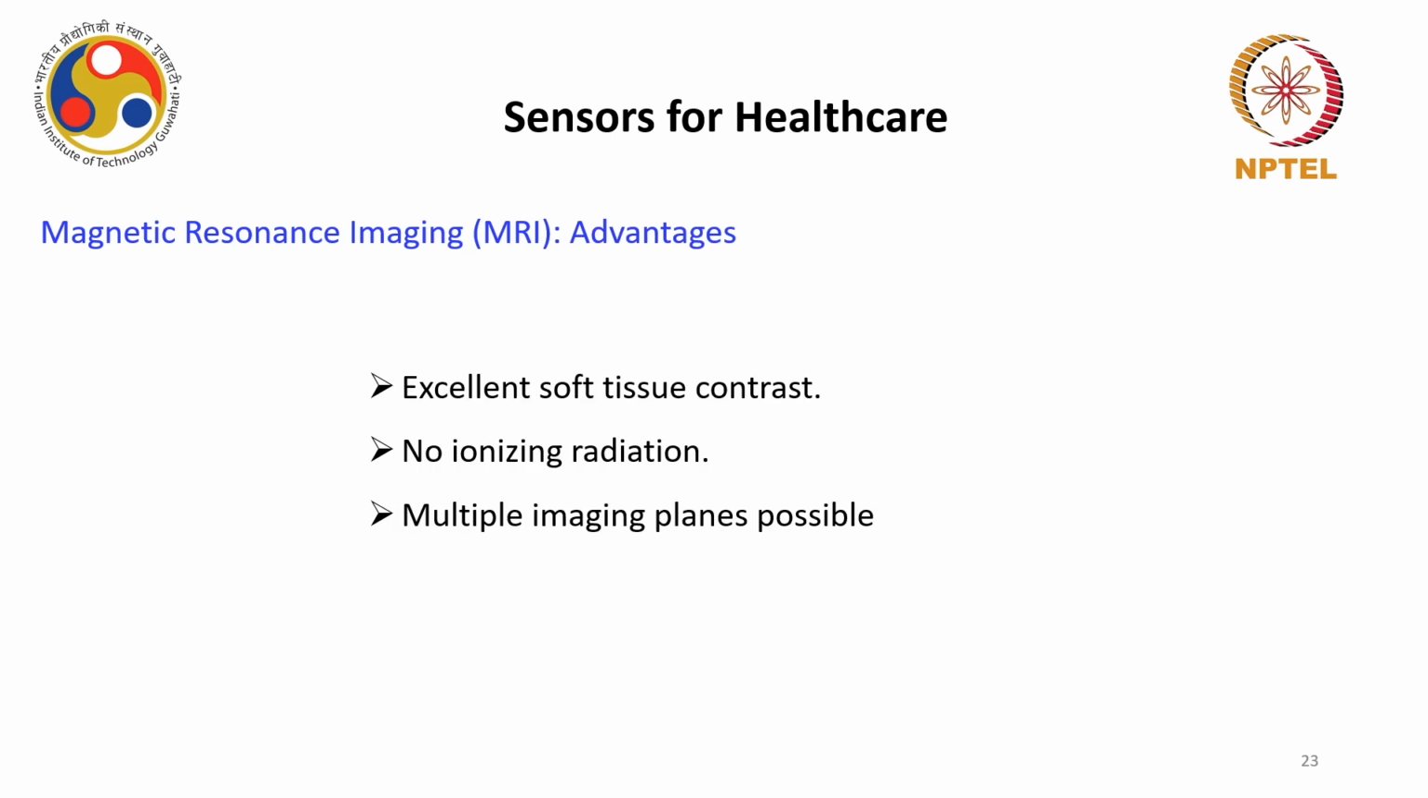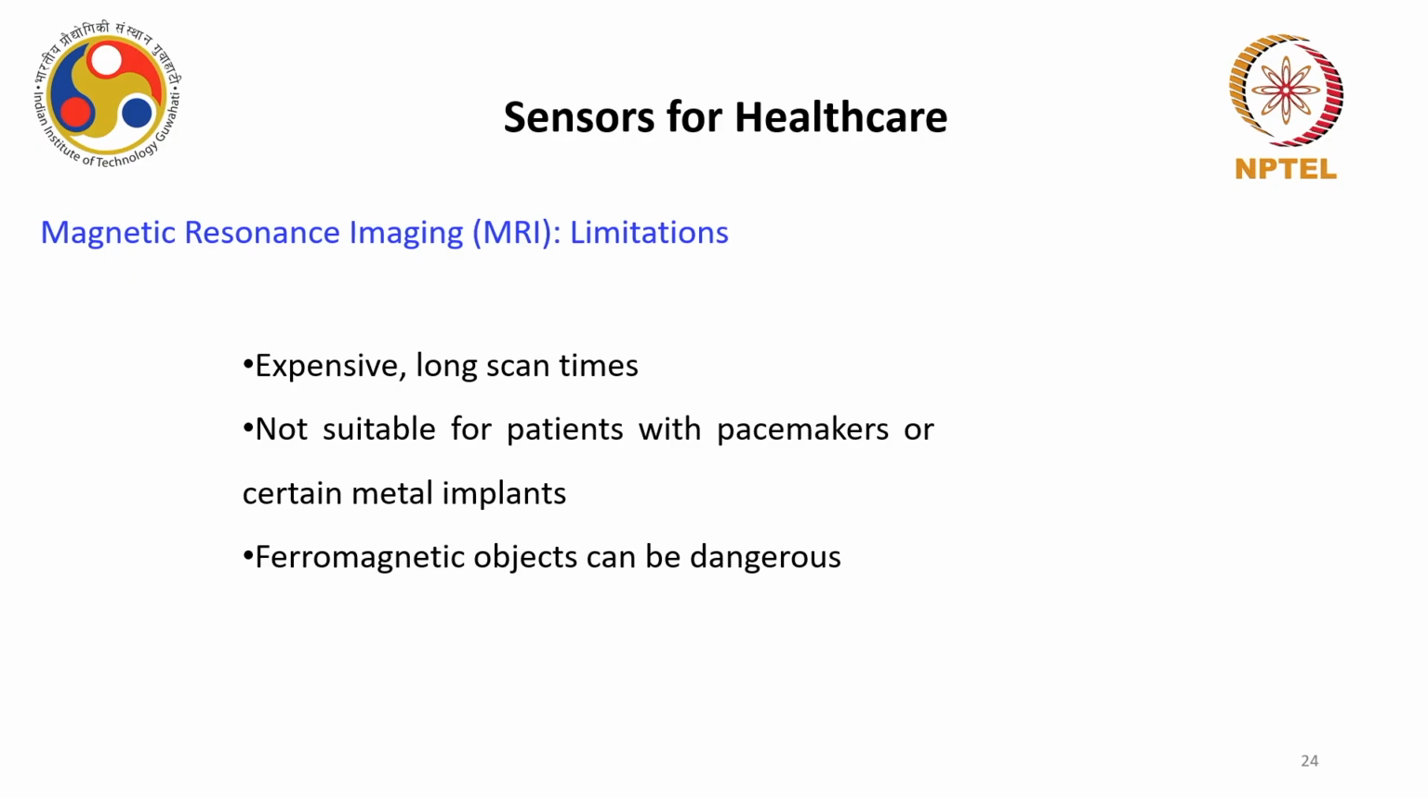and abdominal imaging. Okay, their advantages are again they can give you excellent contrast of the soft tissues. Okay, and no ionizing radiation is involved here. Okay, multiple imaging planes are possible in the MRI because your fluid, or the fat, is basically distributed in the 3D structure of the body. So multiple imaging planes are possible. Okay, the limitation of this technique is that it is expensive and requires long scan time.